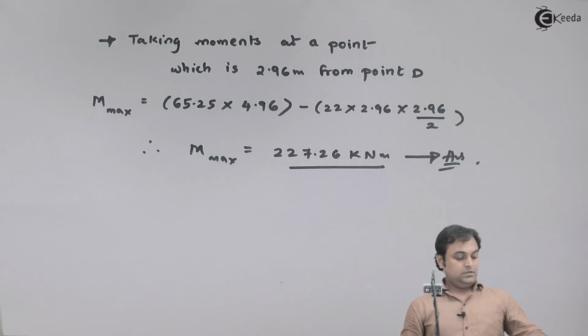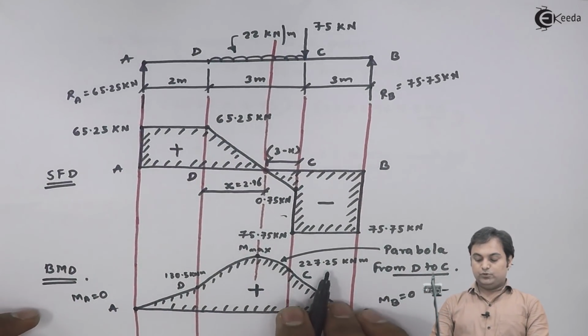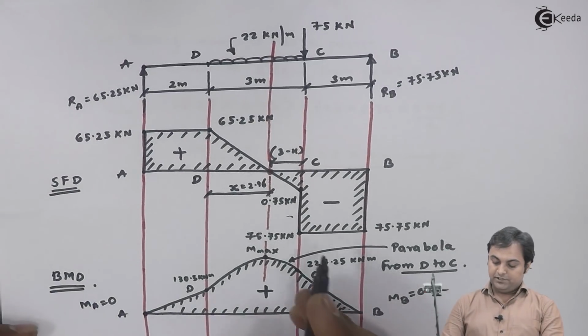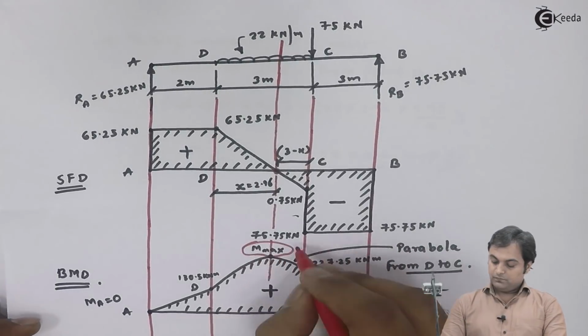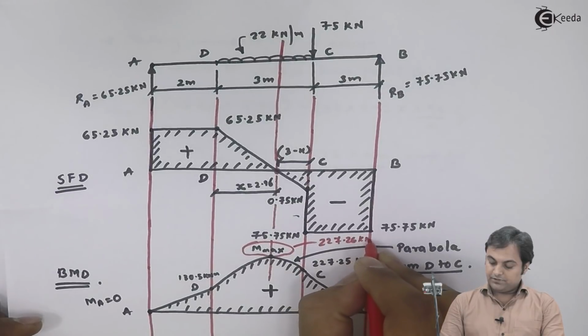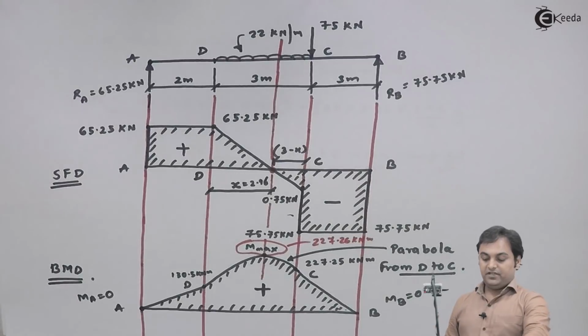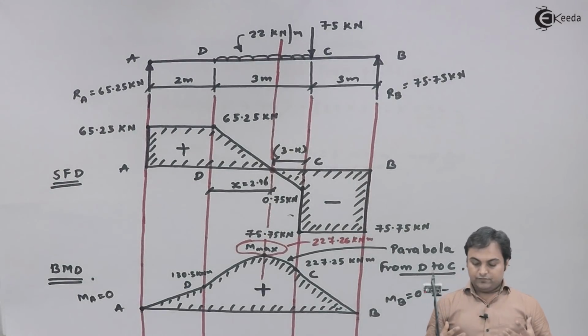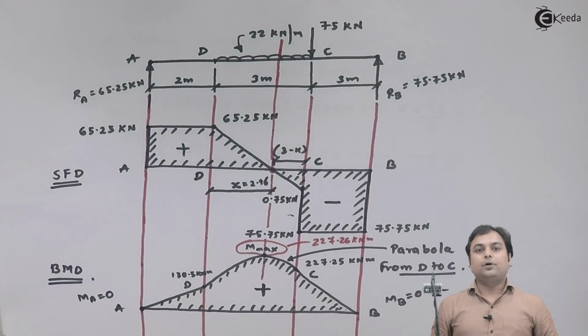That is, at point C I was getting the bending moment as 227.25 kilonewton meter, and my maximum bending moment is 227.26 kilonewton meter. So just a fractional increase. In this problem, it was asked to draw the SFD and BMD, and here we have solved the question and completed the shear force diagram and bending moment diagram. With this, the problem is completed.